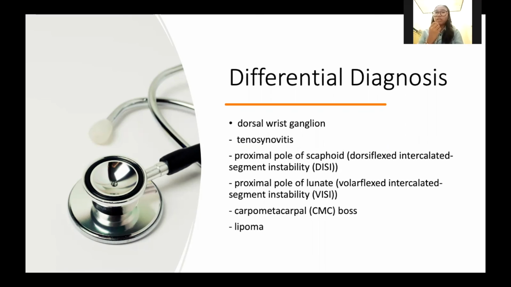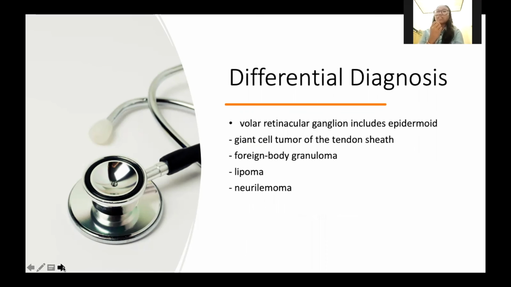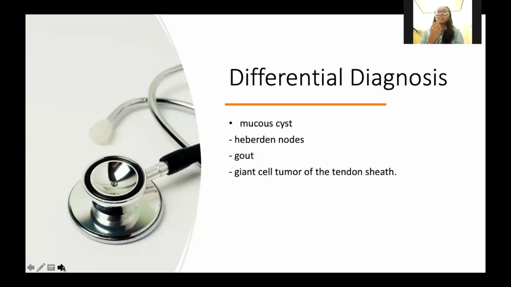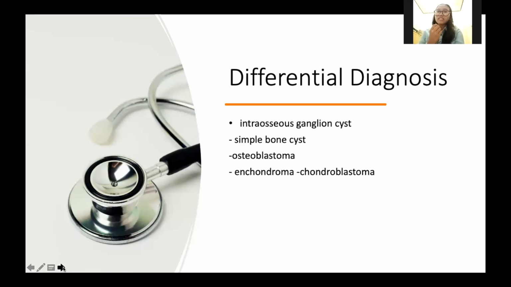metacarpal bosses, lymphoma. Next. And the differential diagnosis for volar wrist ganglion is tenosynovitis, carpal osteoarthritis, sarcoma, intraneural cyst. Next. And the differential diagnosis for volar retinacular ganglion includes epidermoid, giant cell tumor of tendon sheath, foreign body granuloma, lymphoma, and neuroma. Next, the differential diagnosis for mucous cyst is Heberden nodes, gout, giant cell tumor of tendon sheath. Next, and the differential diagnosis for extensor tendon ganglion is giant cell tumor of tendon sheath, tenosynovitis, CMC boss. And the differential diagnosis of intraosseous ganglion cyst is simple bone cyst, osteoblastoma, and chondroblastoma.